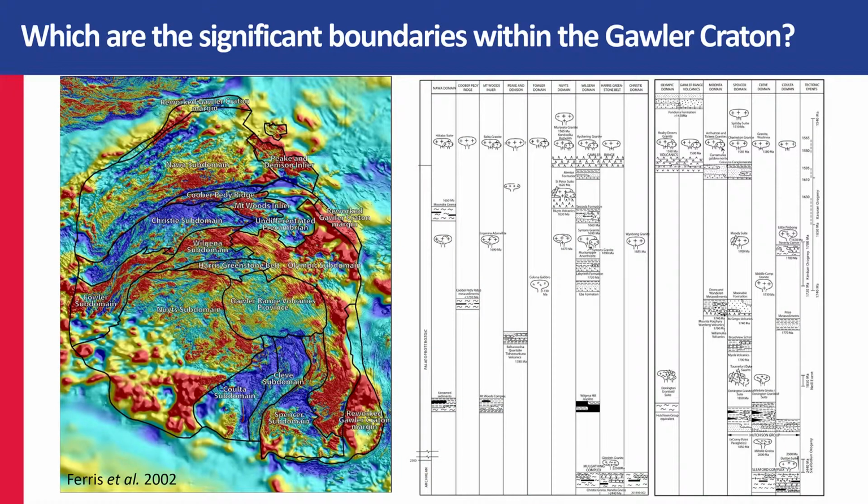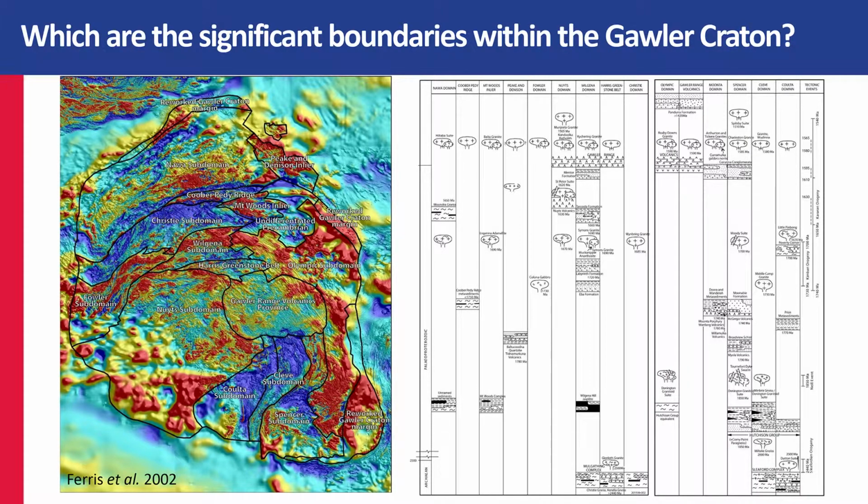So the traditional way we've thought about boundaries in the Gawler Craton has largely been drawn from the magnetics. This map shows the domains of the Gawler Craton, which are defining regions of mag low and mag high mainly. And on the other side we've got the time-space plot, which defines the detailed stratigraphy that occurs in these areas.